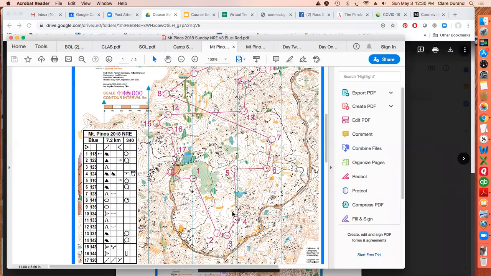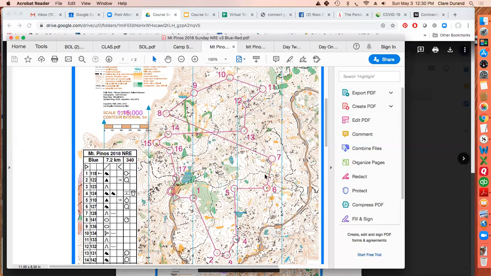And you can see some of the variety in here. I've got some smaller legs in some of the more technical areas of the map, and then some longer legs that have some route choice to them. So that was kind of how I approached that.